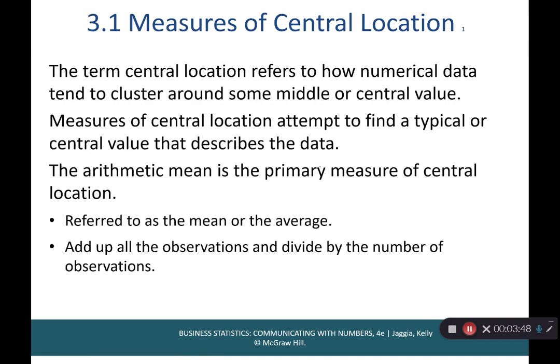So let's get into the types of measures that we can use for central location. Central location, I've even seen it called central tendency, is how numerical data tend to cluster around a center value or a middle spot. Measures of central location are looking for a typical central value that describes all the data. The arithmetic mean is the primary measure of central location. Just like you would think of the mean, also sometimes called the average, you add up all of your observations and divide by how many observations you had, and that's how you calculate the mean. So if you have 4 test scores, you add up all 4 of your scores and divide by 4, and that would be roughly the average score you made on your exams.